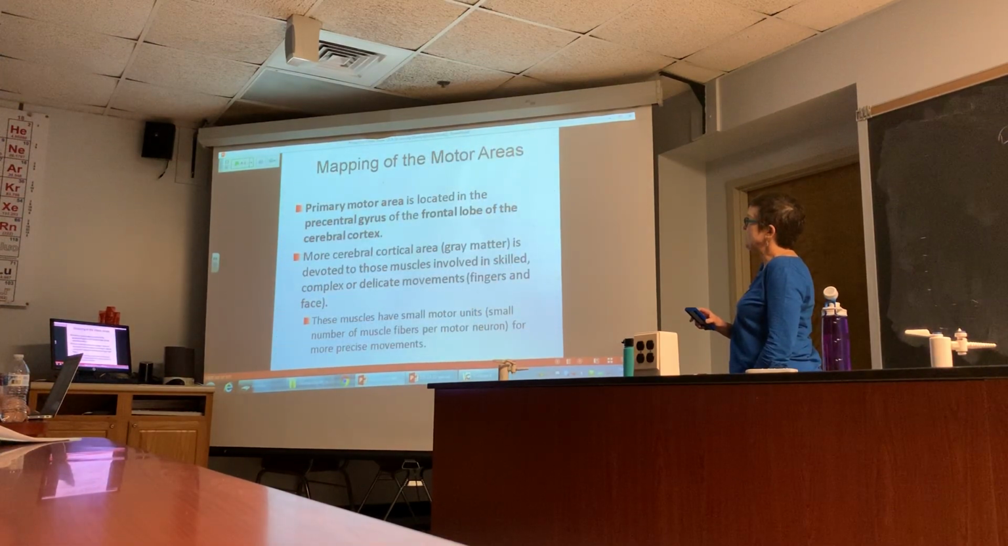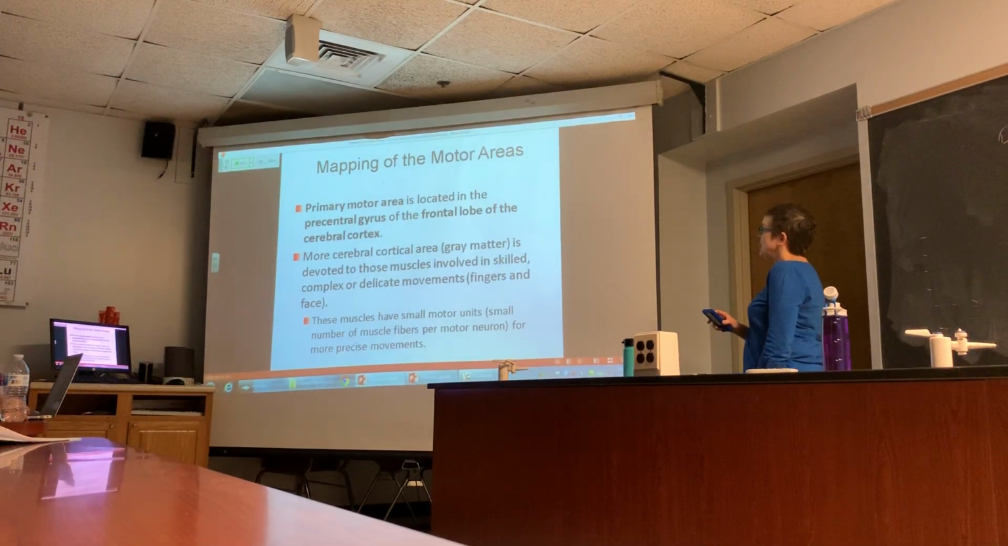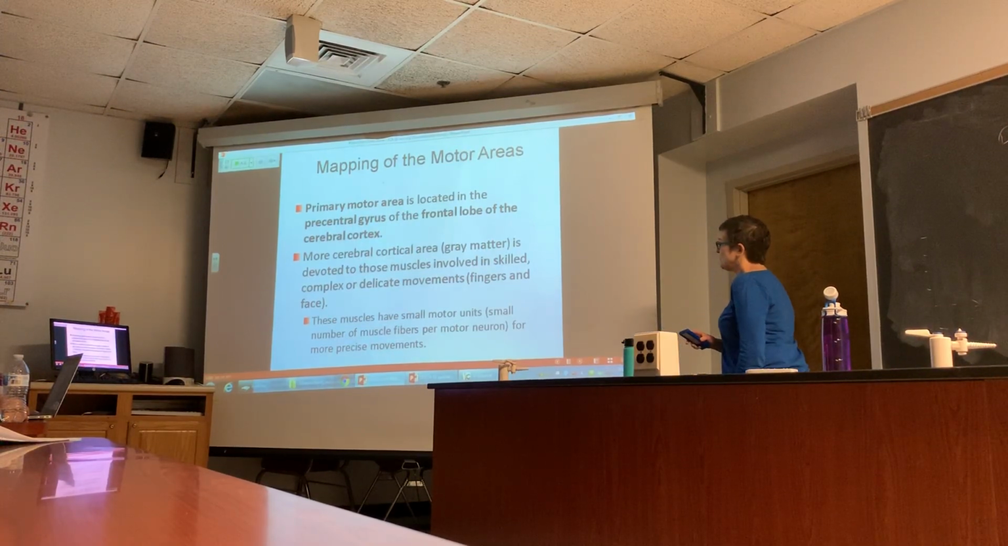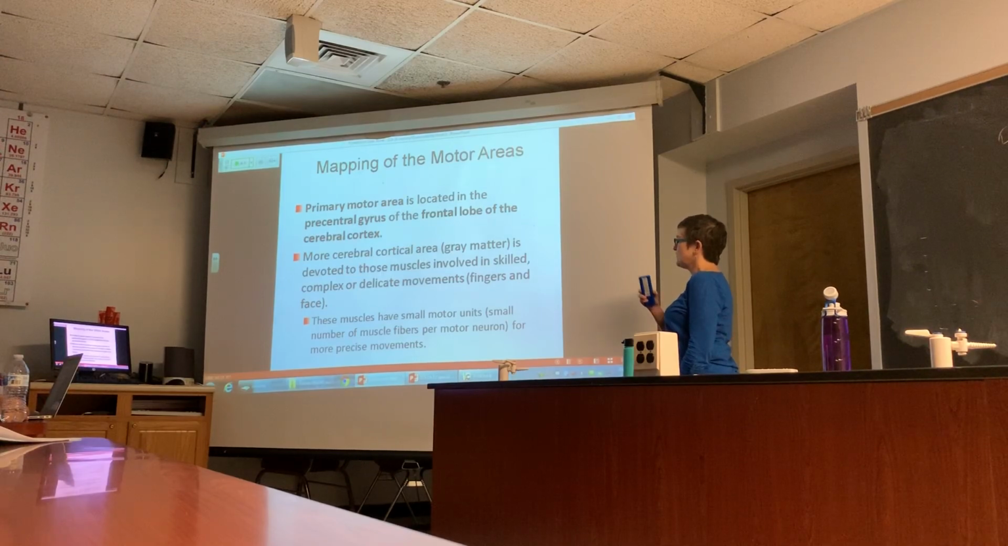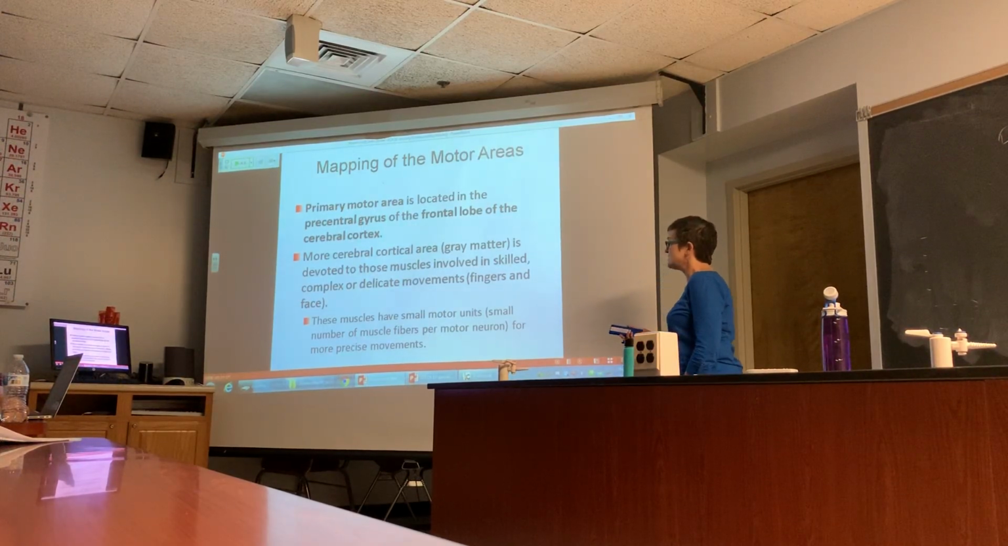There's also mapping of the motor areas. The motor areas of the brain have also been mapped out, and the motor areas of the brain are found in the frontal lobe of the cerebral cortex. The primary motor area specifically is the precentral gyrus, right in front of the postcentral gyrus, or anterior to the central sulcus. And this area, the primary motor area, is involved in controlling skeletal muscle contractions.